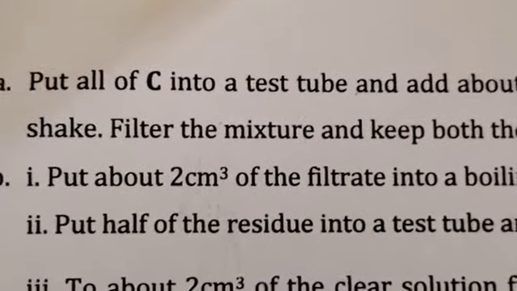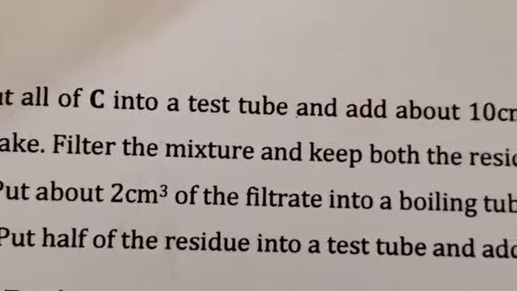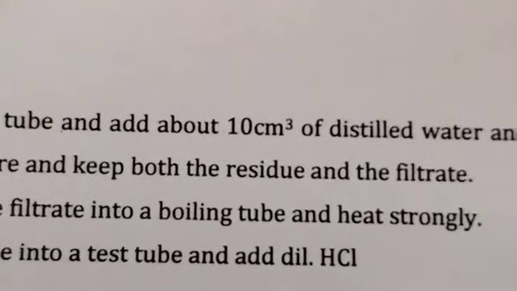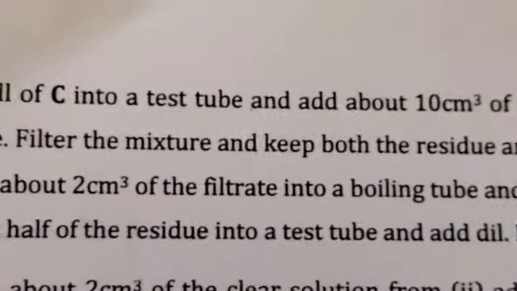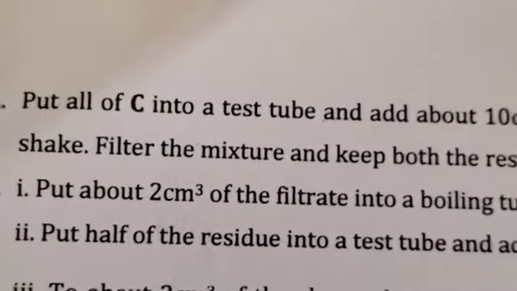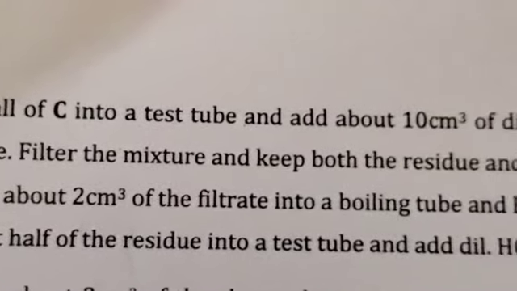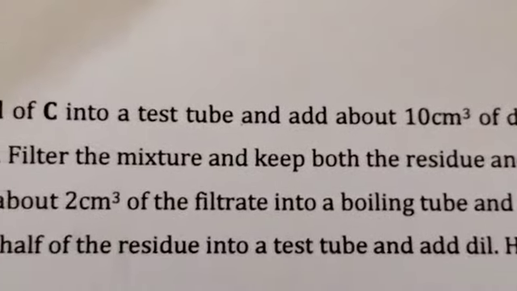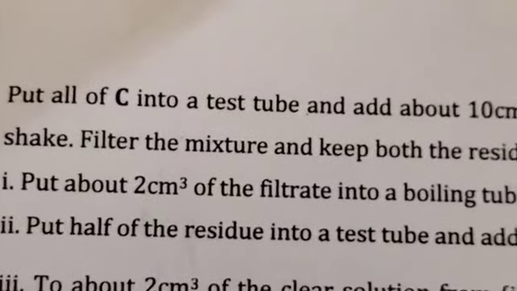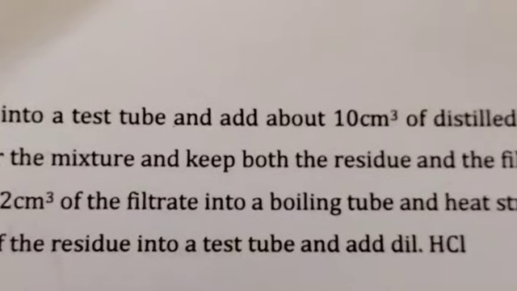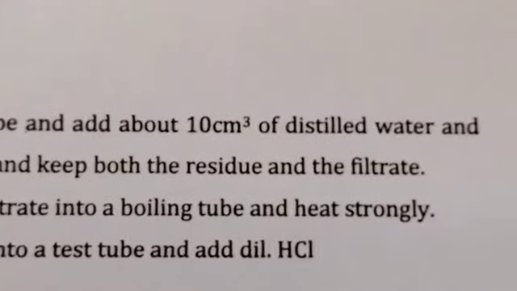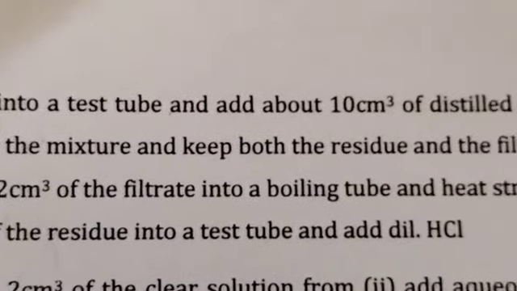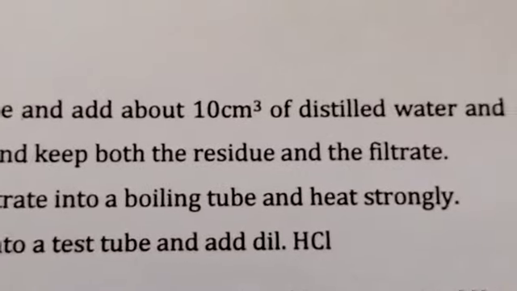Question A says, put all of C in a test tube and add about 10 cm³ of distilled water and shake. Filter the mixture and keep both residue and the filtrate. So let's repeat it. Put all of C into a test tube and add 10 cm³ of distilled water and shake. Filter the mixture and keep both residue and the filtrate. So let's go to the solution.